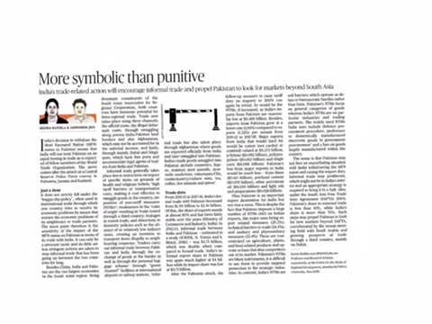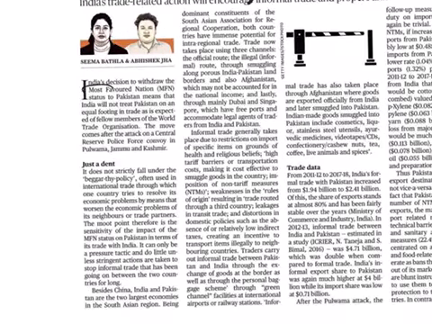The next article is more symbolic than punitive. This article comes under GS paper 3 under the topic of economy. From this article, here we can see about a concept known as most favored nation. In the international economic relations and international politics, most favored nation is a status or level of treatment that is accorded by one state to another in the international trade.